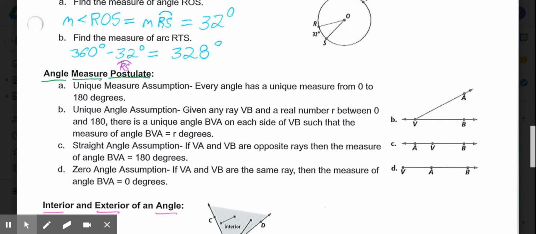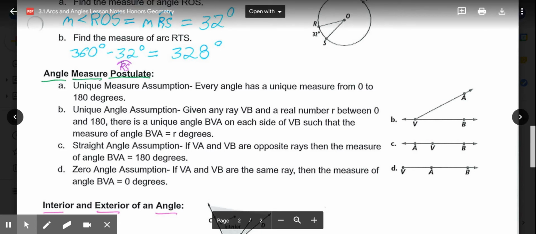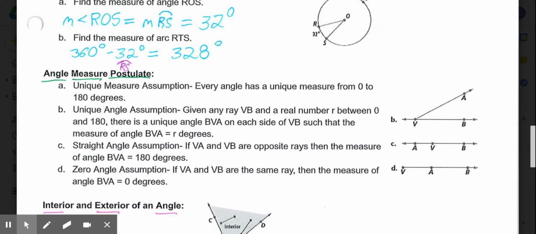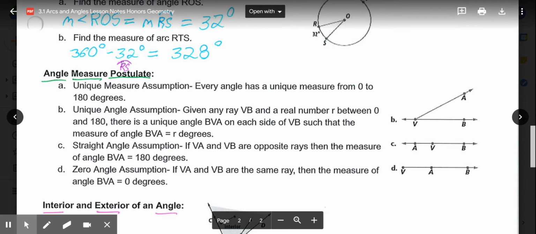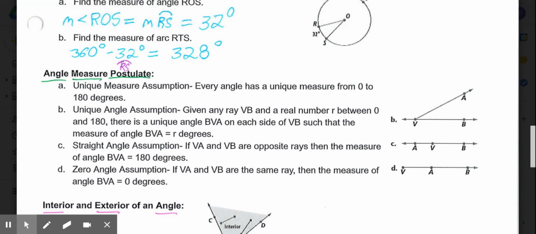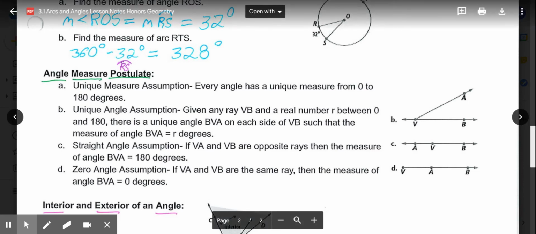The unique angle assumption says given any ray VB, for a real number R between 0 and 180, there's a unique angle BVA on each side of VB such that the measure of angle BVA equals R degrees. So in other words, given ray VB, and point A up here, we can measure BVA based on the number of degrees. That's the unique angle assumption.